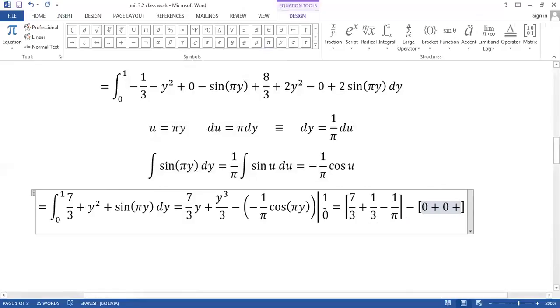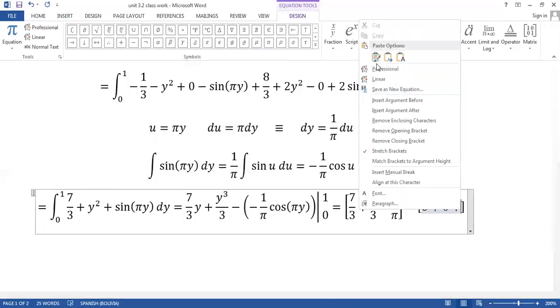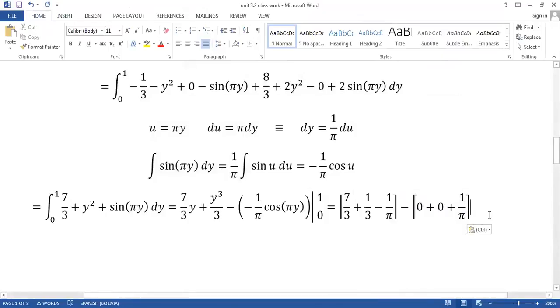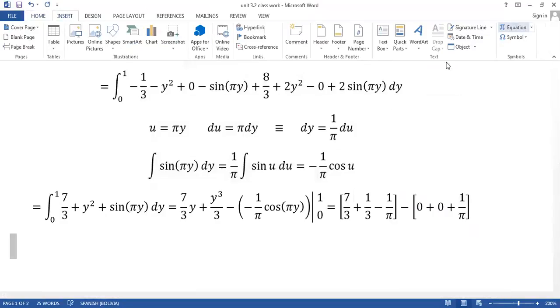You can't just press paste, sir, because that was the last thing you copied. A new line now, sir. Insert equation.